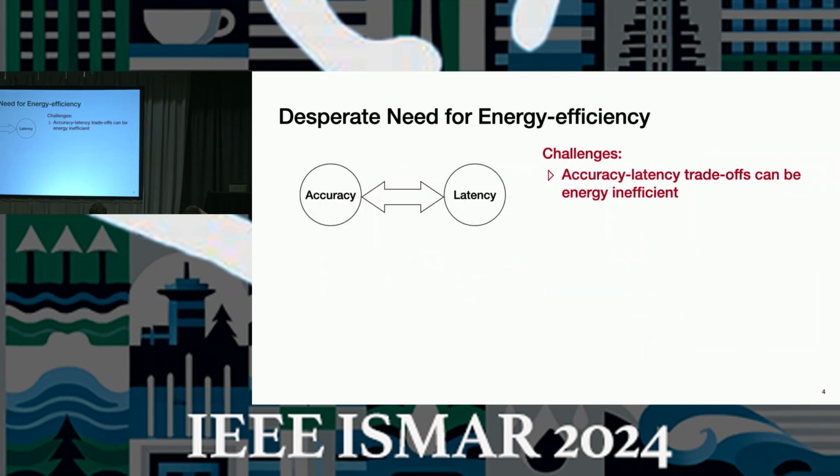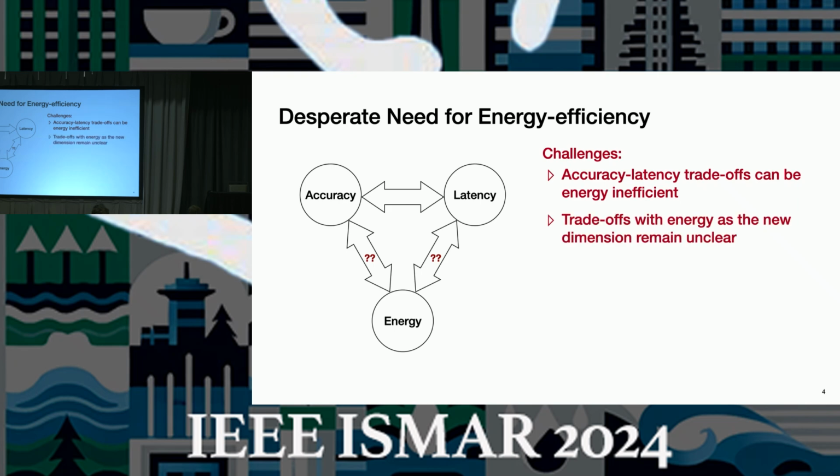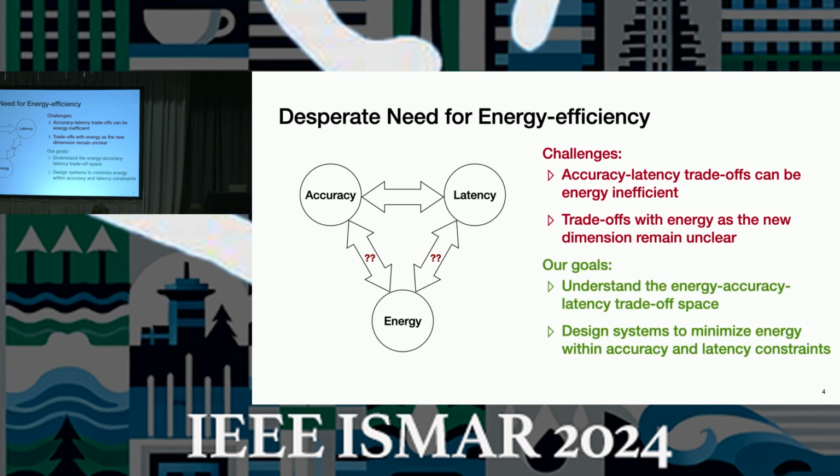algorithms are often optimized for accuracy and latency, but not for energy. While trade-offs can be made to prioritize one over the other, the absence of energy optimization results in two challenges. One is that a design that makes trade-offs only between accuracy and latency can still be energy inefficient. And the other is that the trade-offs with energy as a new dimension are still unclear. We therefore aim to understand the trade-off space of energy, accuracy, and latency, and to design systems to minimize energy within accuracy and latency constraints.